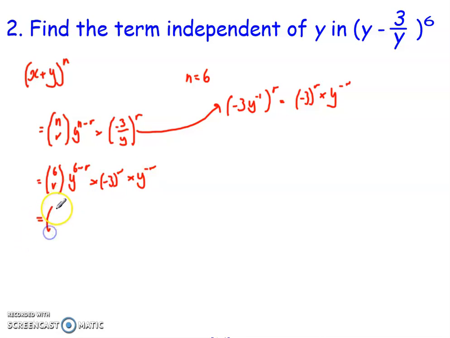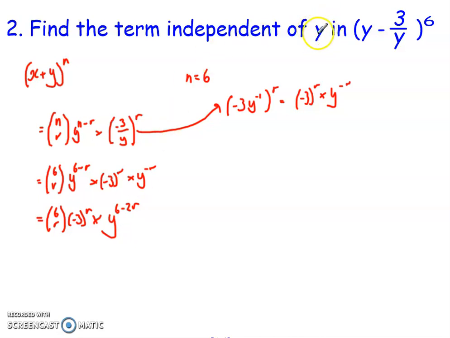So at this stage, group the coefficients together, group your variables together, see how it comes out from there. So I'm going to have my 6Cr, my binomial coefficient, times the negative 3 to the power of r. It's then going to be times my y's together, so it's y to the 6 minus r times y to the minus r. Add them together, and I get y to the power of 6 minus 2r. So there we go, we've got a generalised term in terms of r. Now we just need to figure out the condition on r that we want.